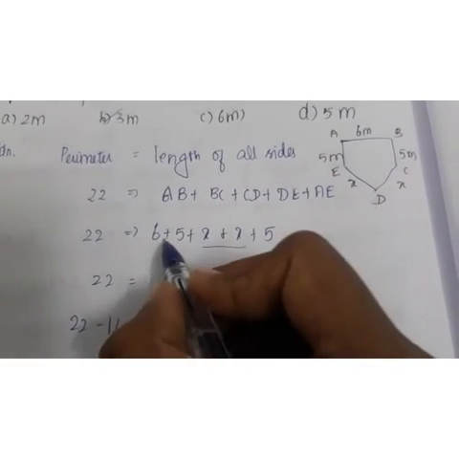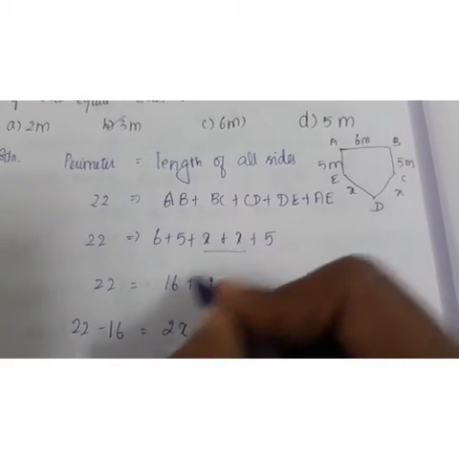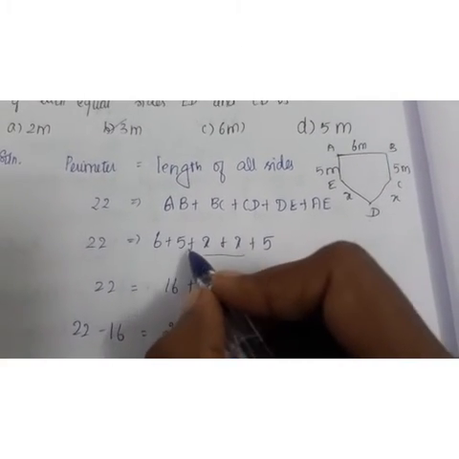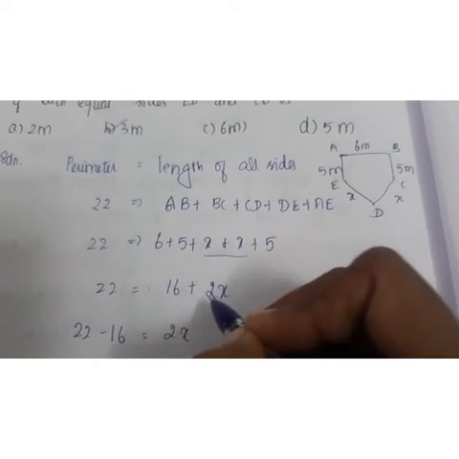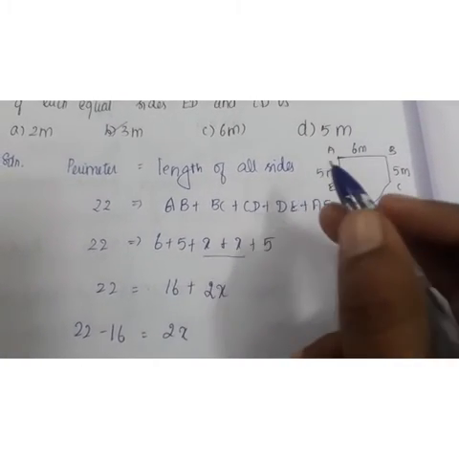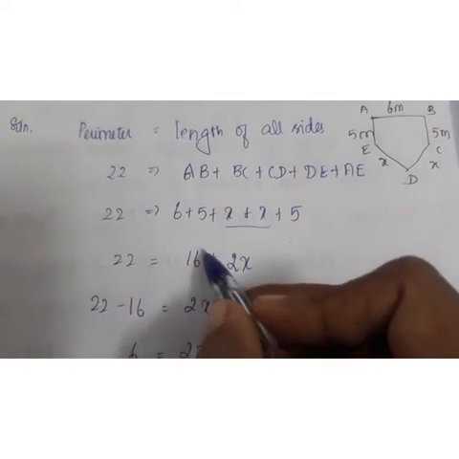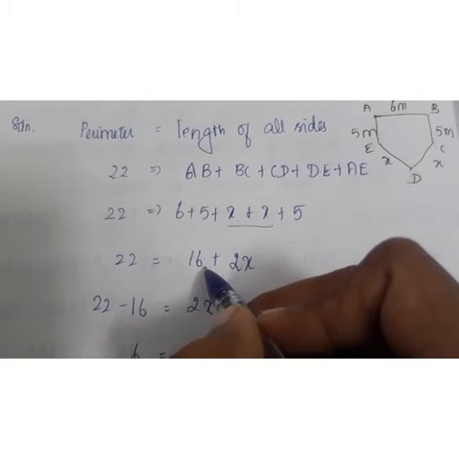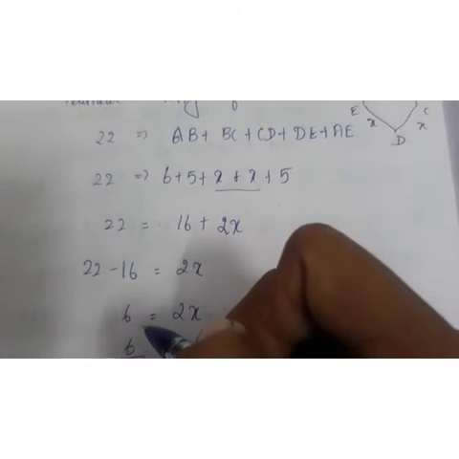So the unknown terms you can add, and the known terms you can add separately. 6 plus 5 is 11, 11 plus 5 is 16. So 16 plus x plus x: 1x plus 1x is 2x. So for 22, this known term first you bring to the other side. Here it is an addition. When it comes to this side, it will come as a subtraction. So 22 minus 16 is 6.